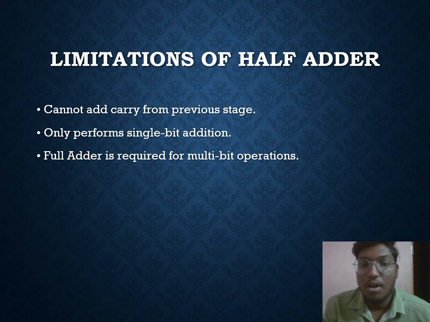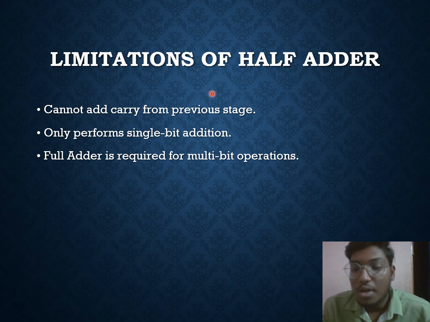That's all about the designing and operation of the half adder circuit. Now we discuss the limitations of the half adder circuit. As we discussed above, we have only two inputs in a half adder. It does not add the carry from the previous stage. So this becomes one of the main disadvantages of the half adder. Also, it only performs addition of two single bit numbers. So for multi-bit operations, it does not support them. So we go to the full adder for multi-bit operations.